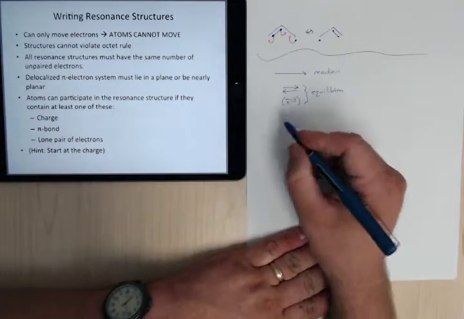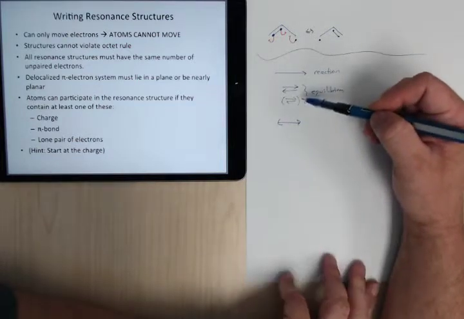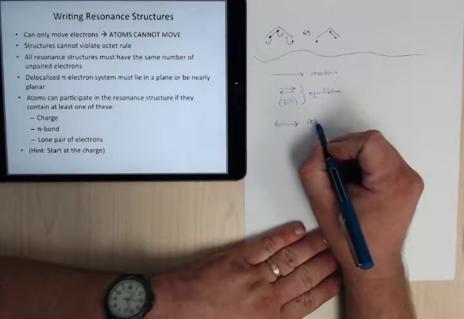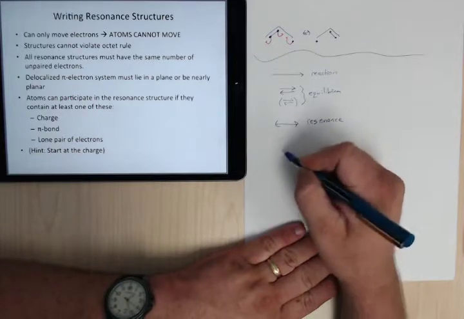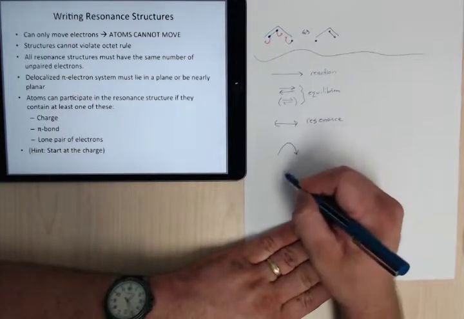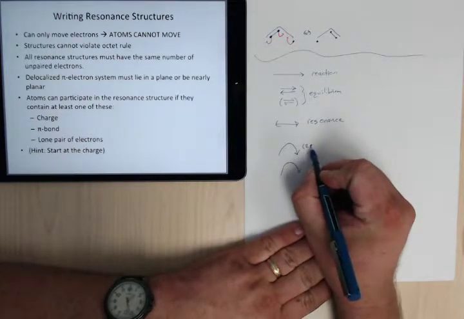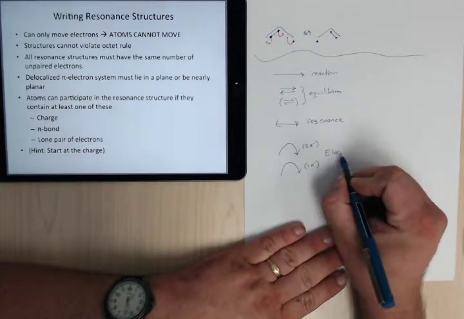The other thing would be a double-headed arrow. Single-headed arrows mean reaction. Double-headed arrows, remember, indicate resonance. And if you have a curved arrow, either double barbed, that's indicating 2 electrons. This one, 1 electron. So this is electron flow.